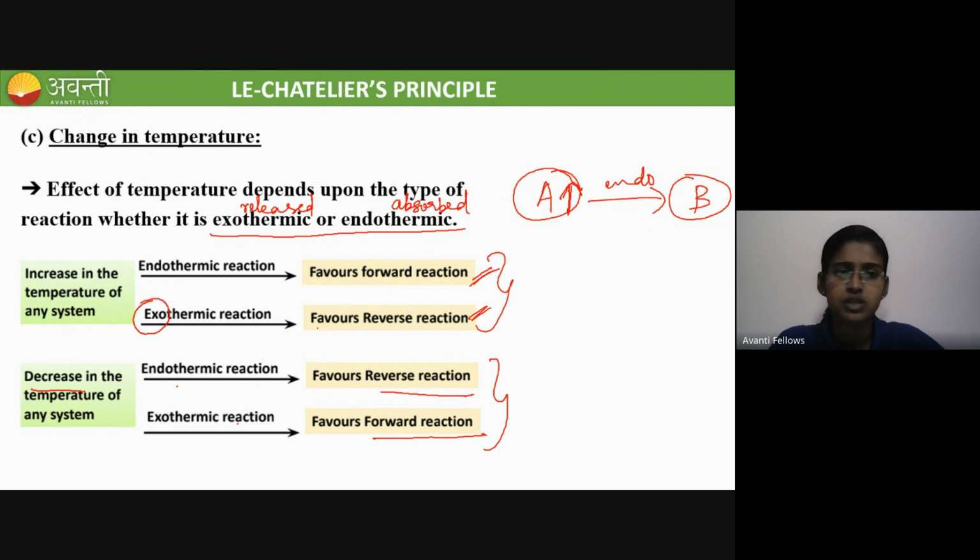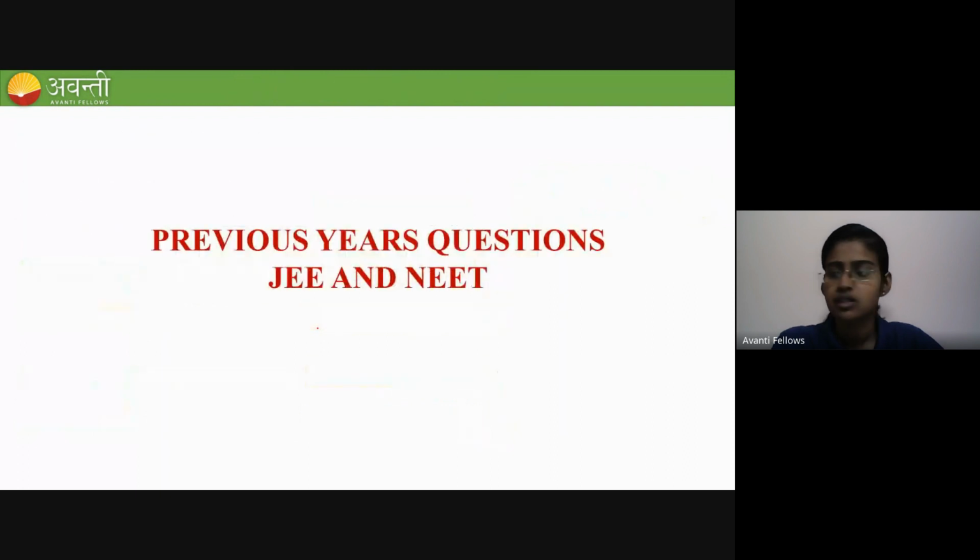So this is about the change in temperature. And we have some more things also, like the addition of inert gas. If I add some inert gas to my system, to the reaction, it will not affect the equilibrium. There is no effect on the equilibrium reaction on addition of inert gas. Those are some other factors which affect the equilibrium system. Now with this, we are going to move on to the previous year's questions of JEE and NEET.